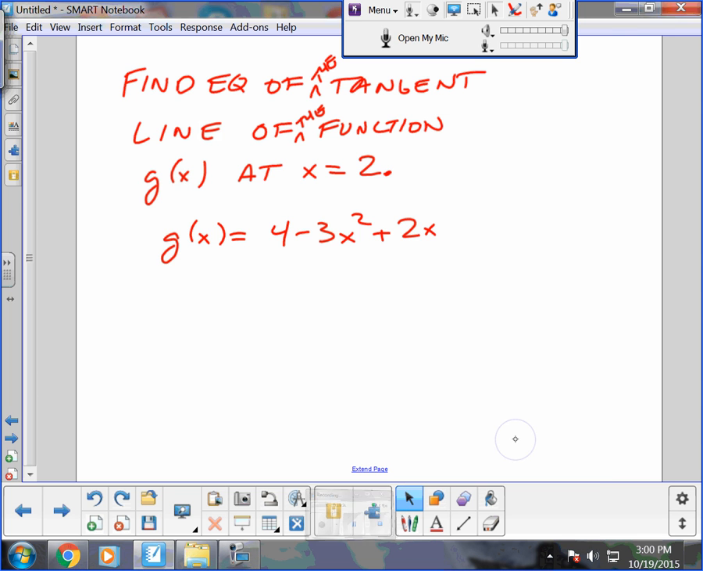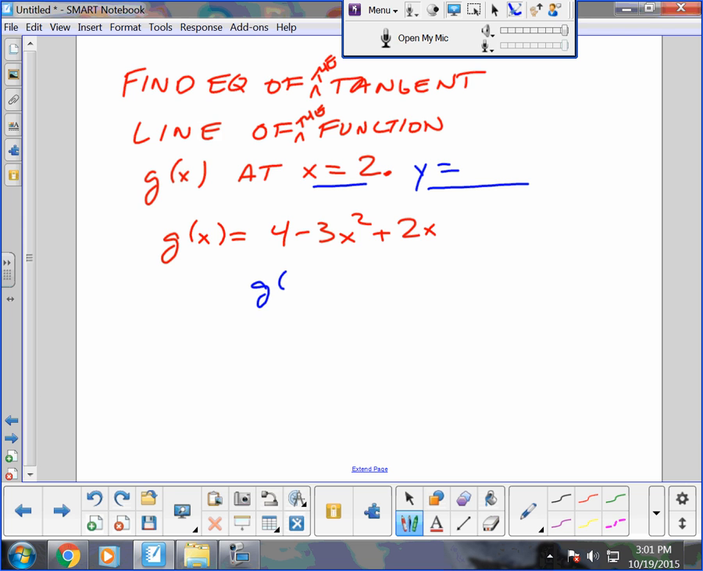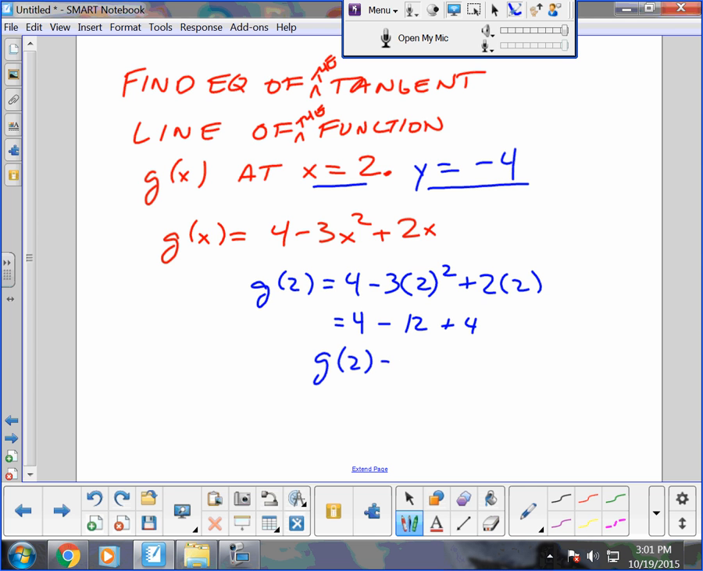So, again, you have to remember a couple facts here. One, if you're going to make the equation of a line, you need a point and a slope. I give you the x-coordinate, so maybe the first thing I do is I want to know what y equals at 2. You guys agree? So I do g of 2 equals 4 minus 3 times 2 squared plus 2 times 2. I get -4. So everybody, my point is 2, -4. That's the point on the function g of x.